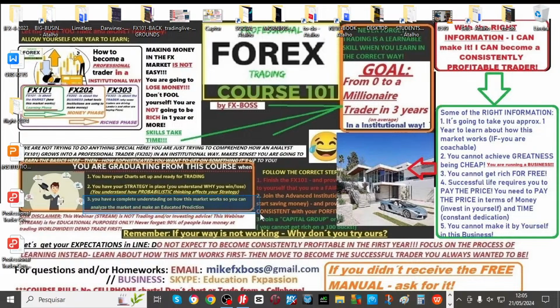And number 3, you should have a complete understanding of how this market works so you can analyze the market and make an educated prediction. Basically, you understand why you are winning, why you are losing. Okay, everybody, 2 weeks to go. And remember, if you are 5 years in the making, 6 years in the making, if your way is not working, why don't you try mine? And if you didn't receive the free manual, ask for it.